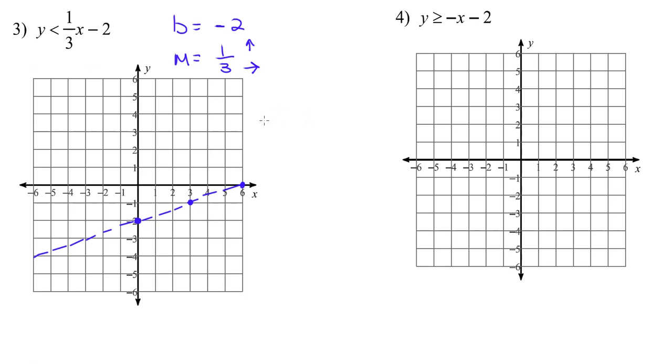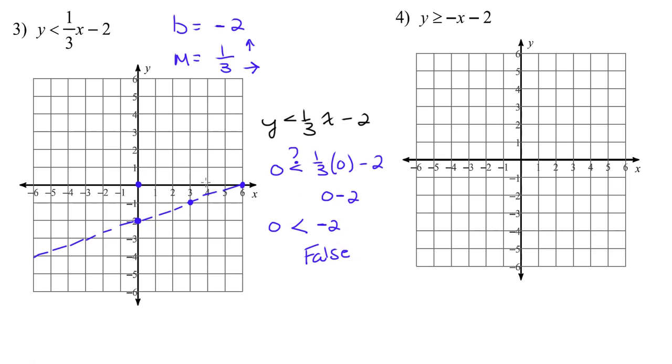And since we've been using 0, 0, let's go ahead and keep that going. So I'm going to use the point 0, 0 to test and see if I get a true statement. So is 0 less than 1/3 times 0 minus 2? 1/3 times 0 is 0, and 0 minus 2 is negative 2. So we get the statement 0 is less than negative 2. Well, this is not true. This is false. 0 is greater than negative 2.